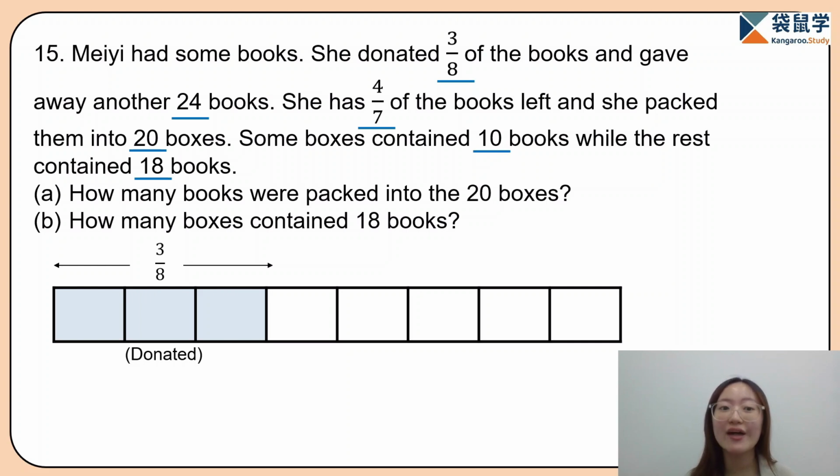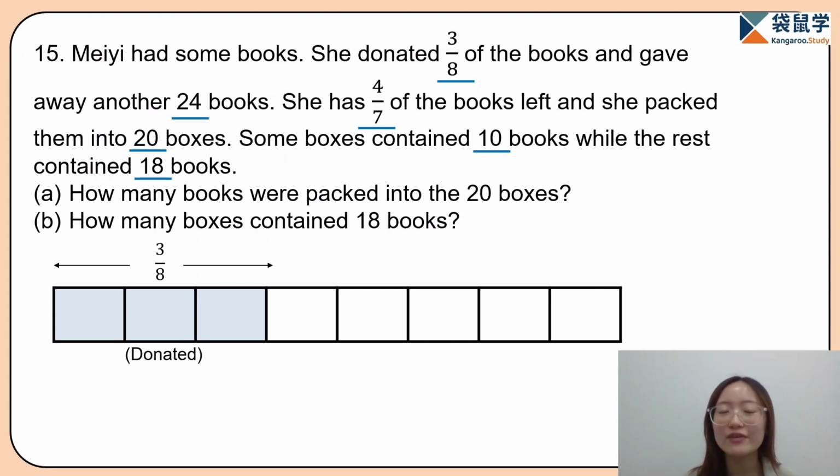Now she gave away another 24 books. Do we know how long this 24 will be on our model? No, so let's leave it for now. Next, she has 4/7 of the books left and she packed them into 20 boxes. So Part A will be asking for the value of 4/7.